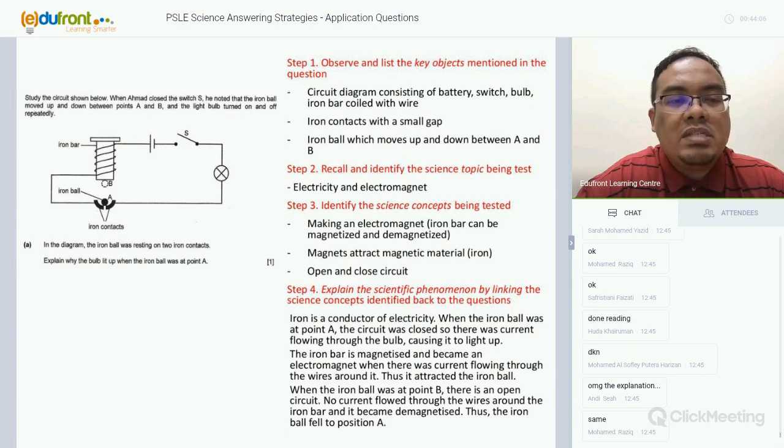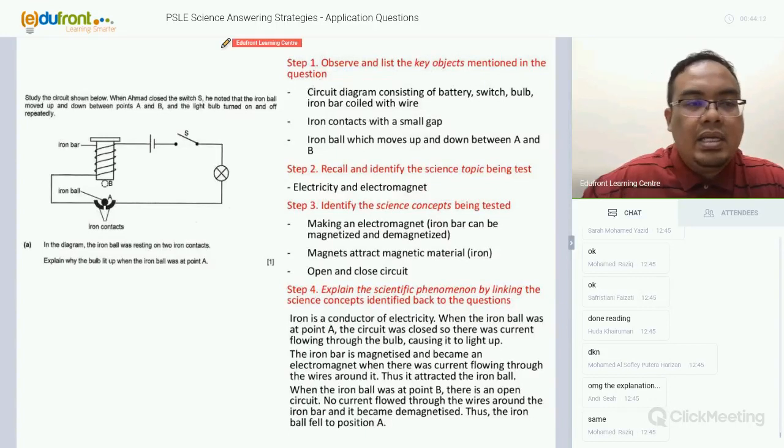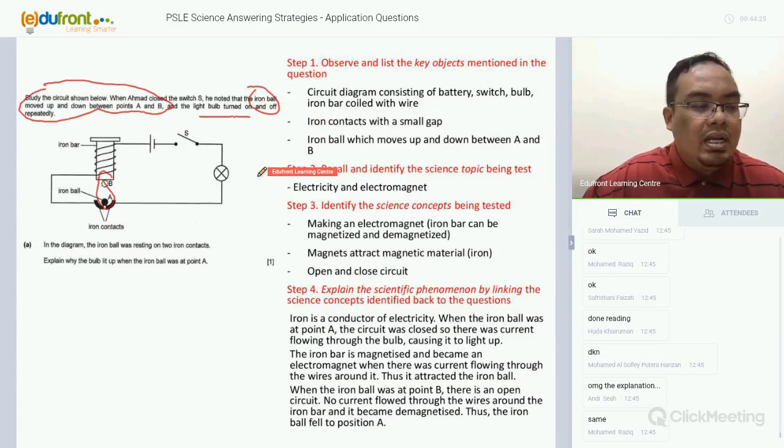So we are going to explain exactly what happens here. Number one, why the iron ball moves up and down. You can see in this question, they say that the iron ball moves up and down between points A and B. And secondly, the light bulb is turned on and off.